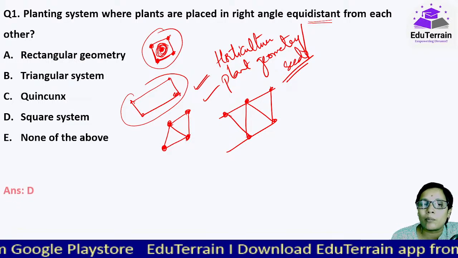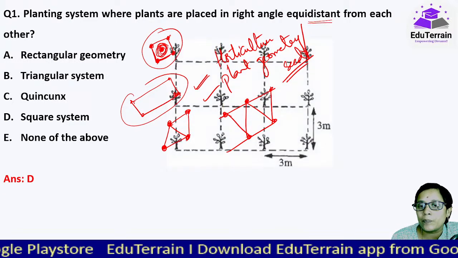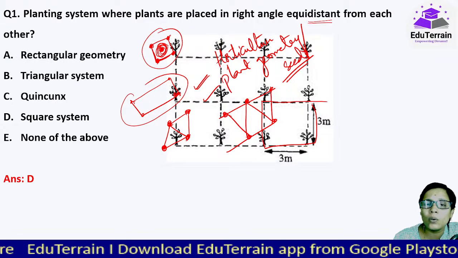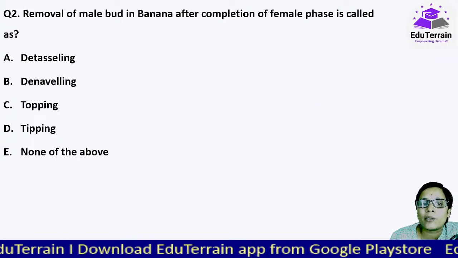So here we are talking about the square system, and this is the square system as you can see here. Okay, moving on to our next question.